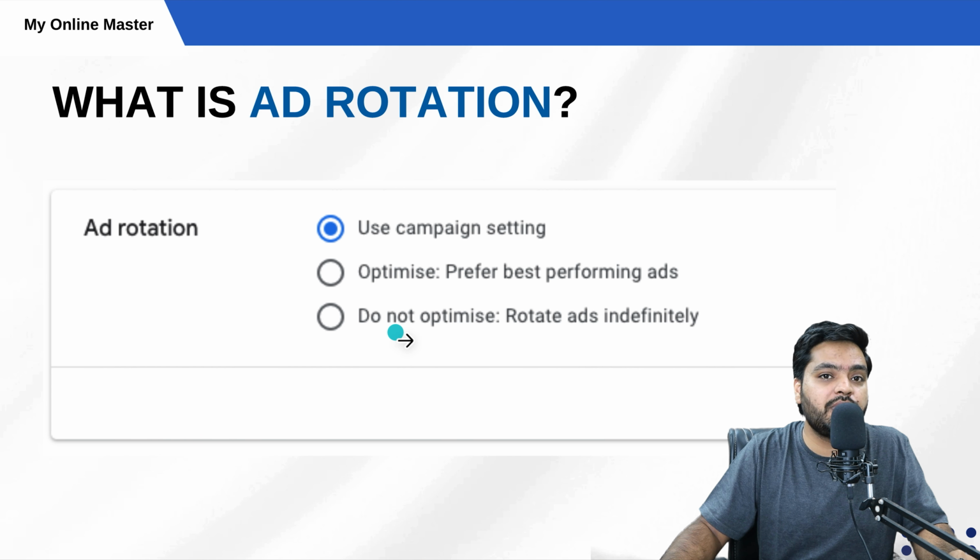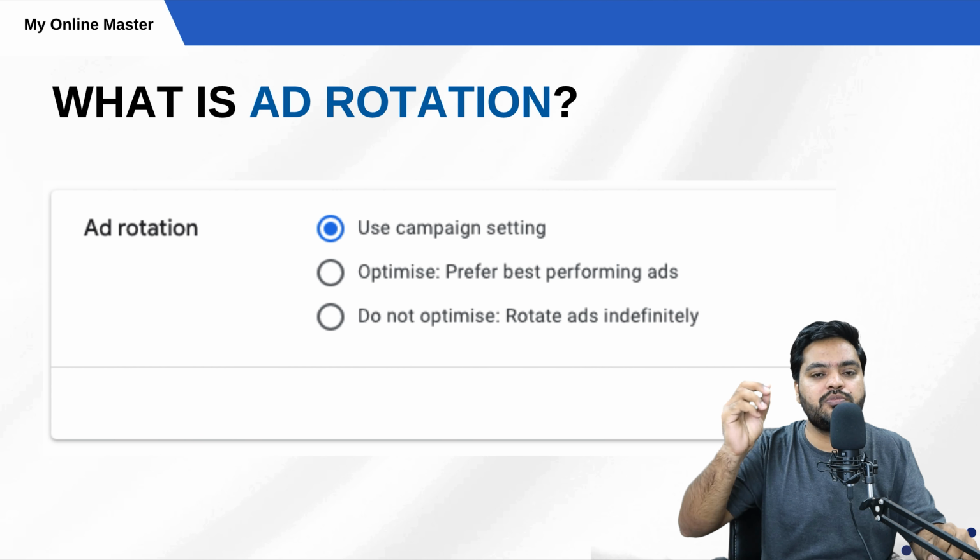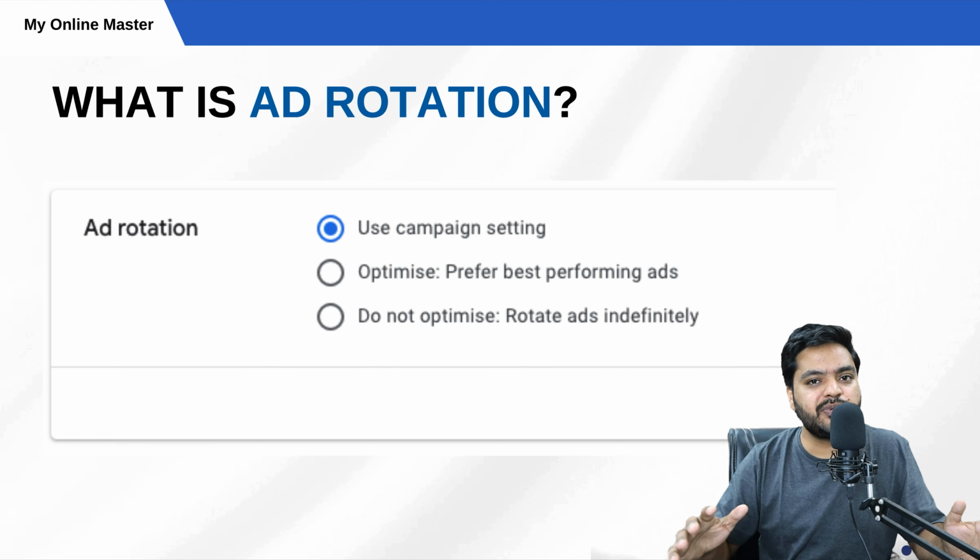But let's say you don't want to auto optimize. You don't want only the one ad copy which is performing well to be shown more frequently. You want all the ad copies to be visible in front of the audience an equal number of times. They should get equal impressions, equal clicks, equal chance to appear. Then in that case, the second option is do not optimize. It means each and every ad copy will get a similar and equal chance to be in front of the audience, irrespective of which one is getting higher or lower results.